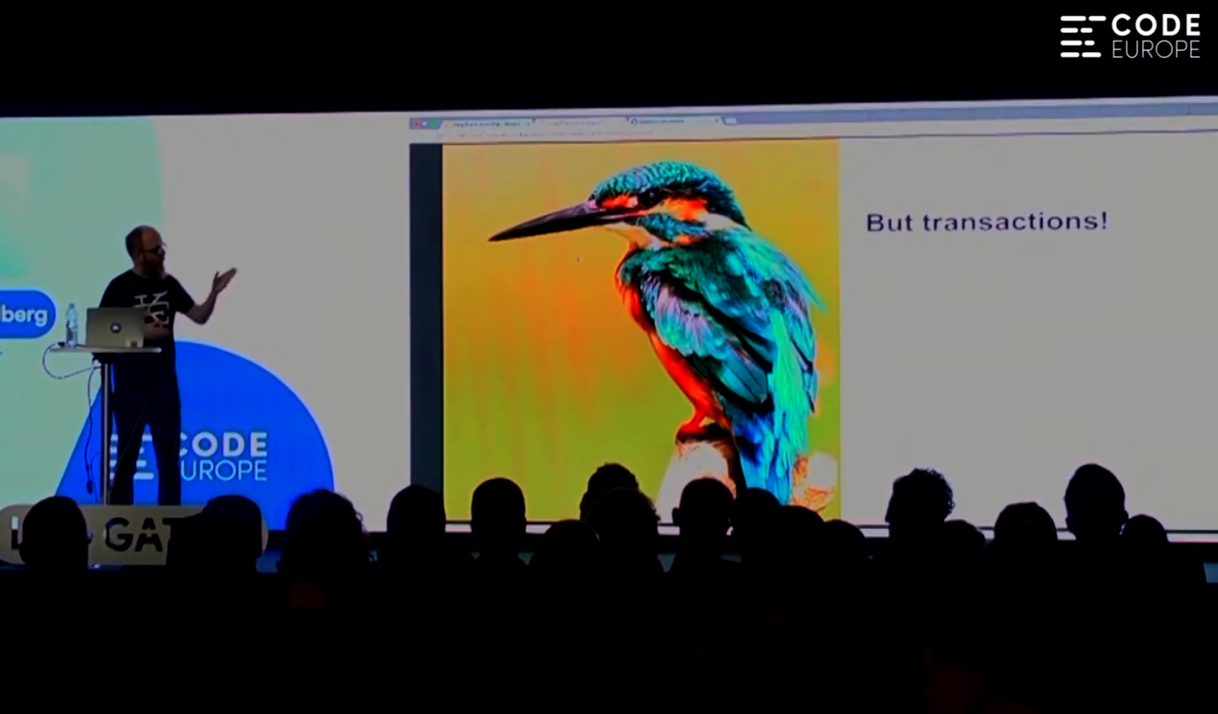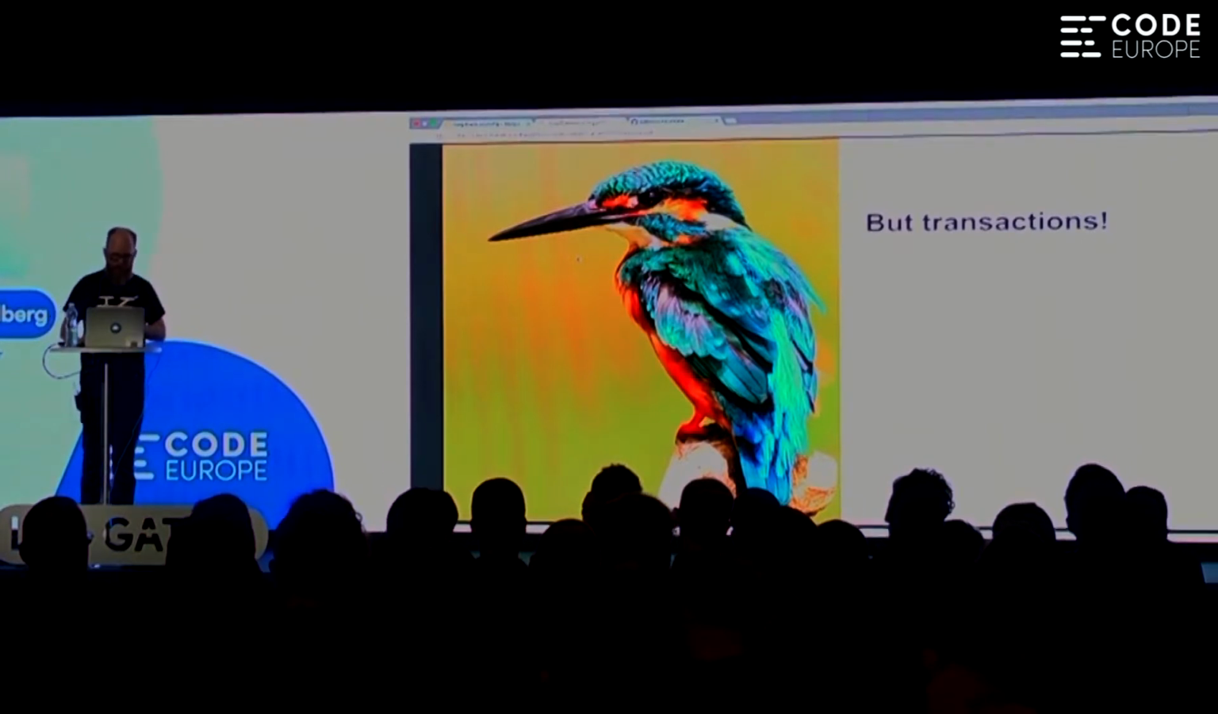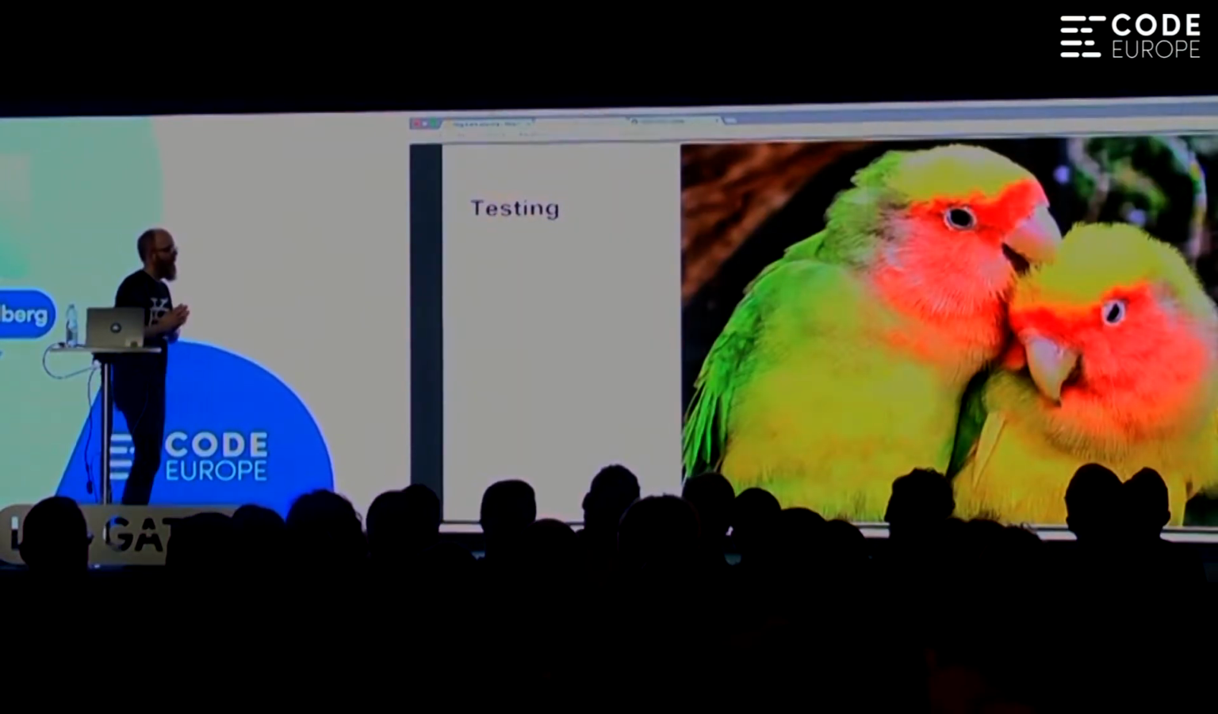And this bird is pretty as well. That's also important. More pretty birds.